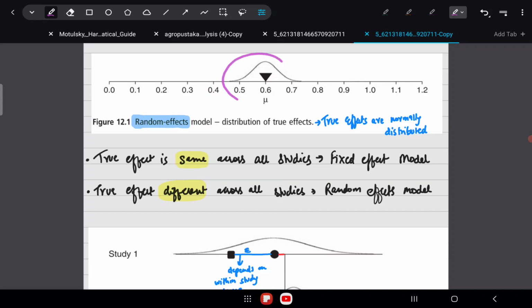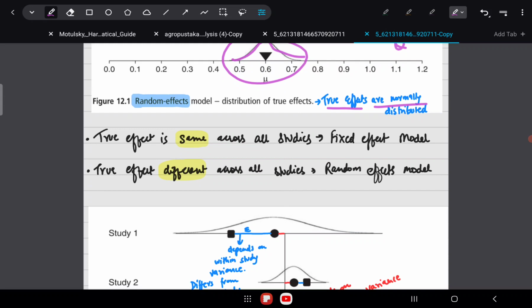See, this is the assumption in random effect modeling that there is no one common true effect like theta, which we denoted in fixed effect modeling. Here we have a range of true effects, and this exists as a Gaussian distribution. So the true effects are actually randomly distributed. In some studies the true effect may be different, and in some studies the true effect may be different. So that is the first difference.